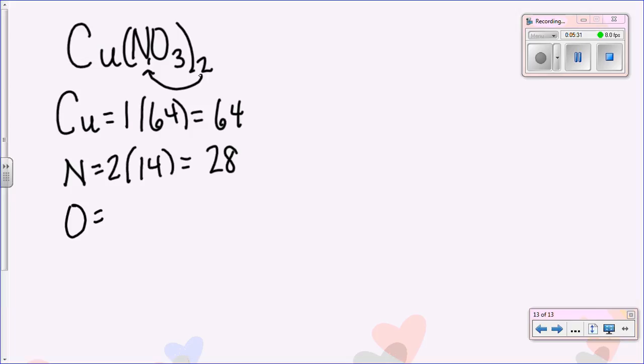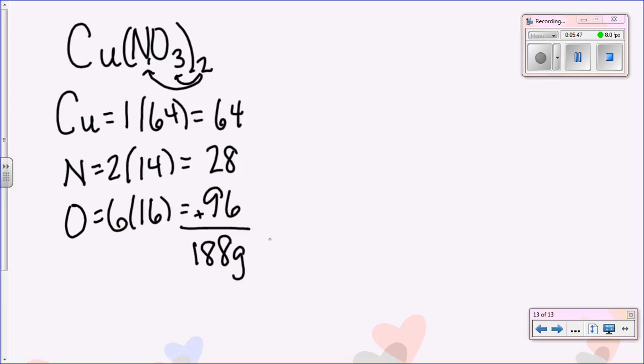And how many oxygen do we have? Well, we're going to distribute the 2. So 3 times 2 is 6 oxygen. And they each have the mass of 16. So our total mass of oxygen is 96. Add going down, our total mass is 188 grams of Cu(NO3)2.